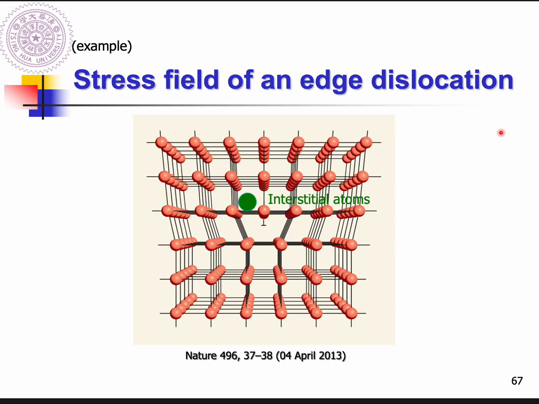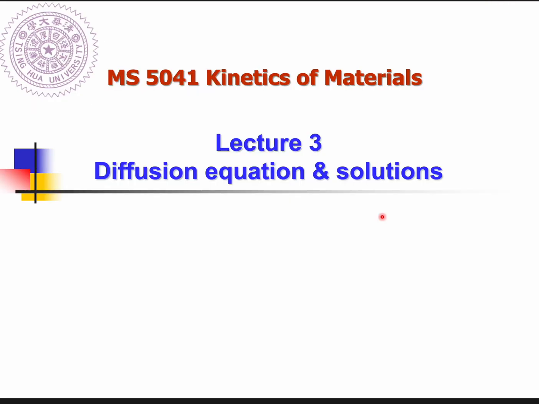Okay? So another example or evidence would be if we have interstitial atoms inside our materials. When this interstitial suffers the stress field, this stress field will drive this interstitial to move from the compressive region toward the tensile region. So this is the driving force for this interstitial movement, or the mass transport of these interstitials. Okay, so today we just ended here.